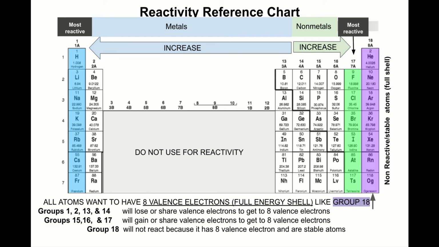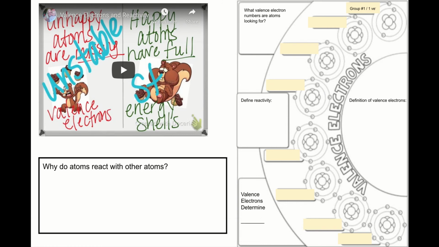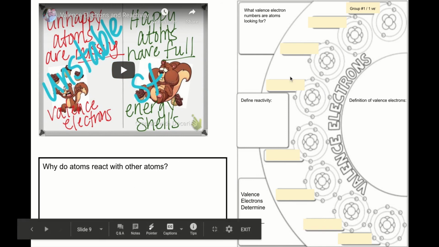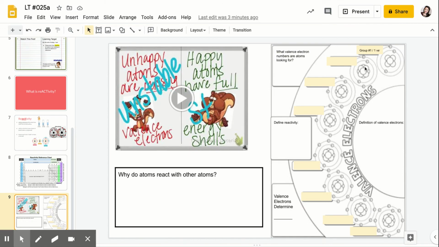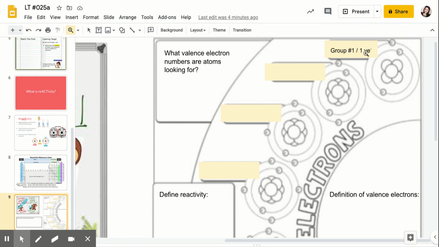And so really, again, the goal is for all atoms to have a full shell. Okay, all atoms want a full shell. So they want to have 8 valence electrons, like group 18. Okay. So again, in this video, or in these notes, you're going to watch the video, you're going to answer the question, and then you're just going to fill this area in. So for example, here we have 1 valence electron, so we know that's in group 1. So you're just going to go and put those patterns in.